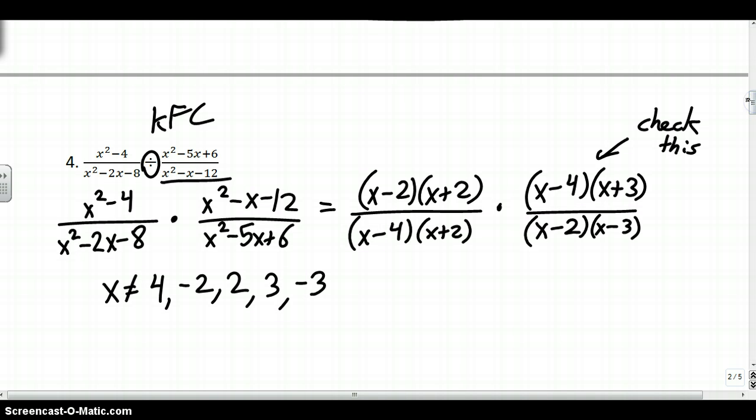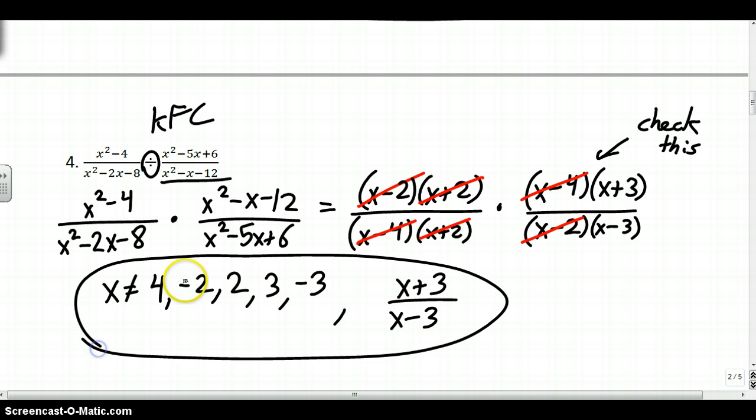Okay? Cancel, cancel. These x plus 2's cancel. The x minus 4's cancel. The x minus 2's cancel. So you're actually left with x plus 3 over x minus 3, as long as x is not any of those 5 numbers.